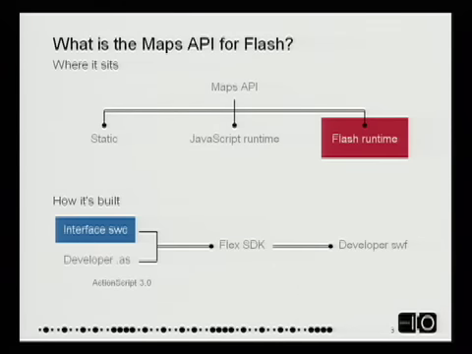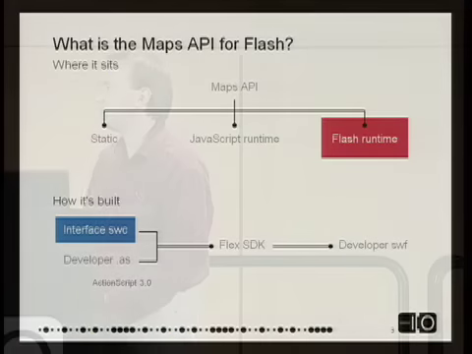The developer takes the interface SWC, which contains our interfaces for the API, and combines it with their own ActionScript files, processes it through the Flex SDK, and out pops a developer SWF, which they place on their website. And all they really need to do is put that developer SWF on their website, and they've got a working map, hopefully.